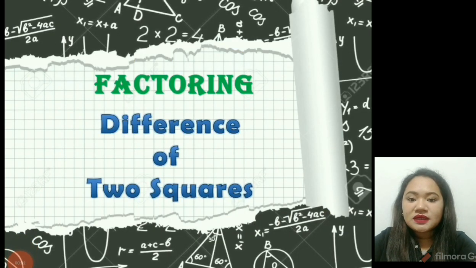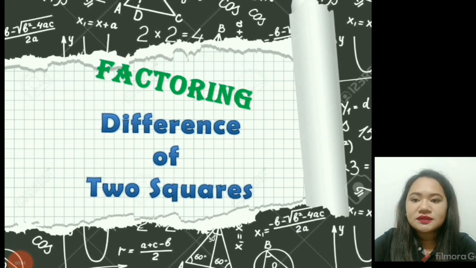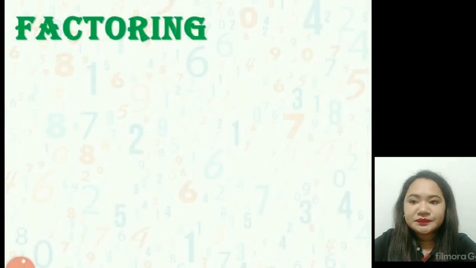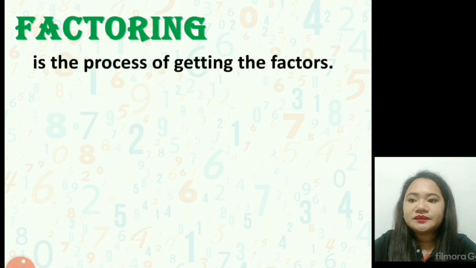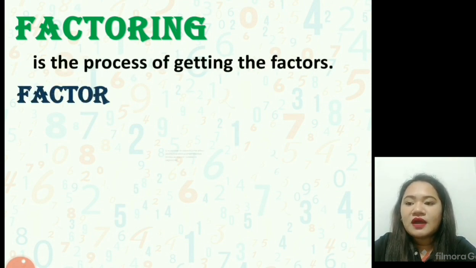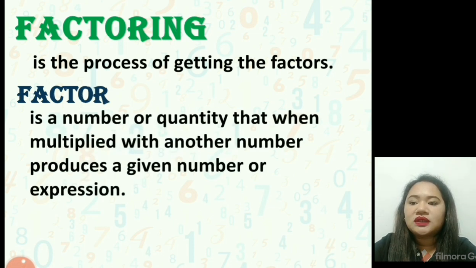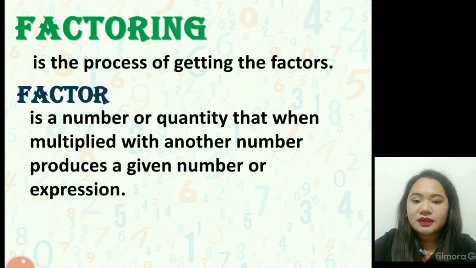Our topic is factoring the difference of two squares. What is factoring? It is the process of getting the factors. A factor is a number or quantity that when you multiply with another number produces a given number or expression.